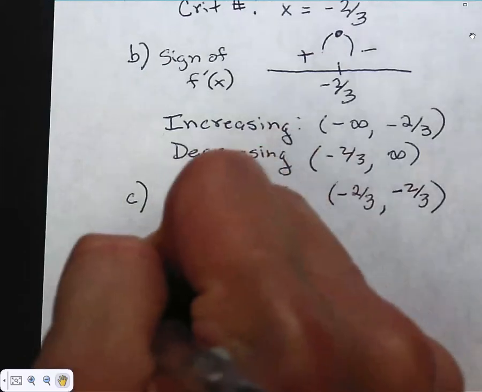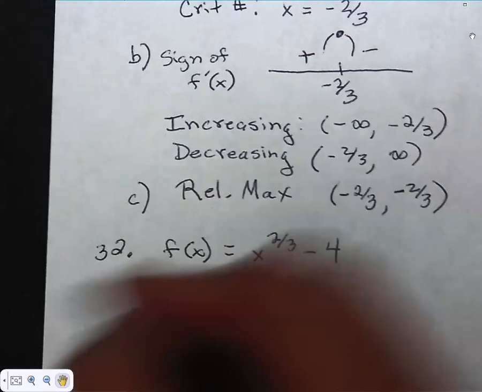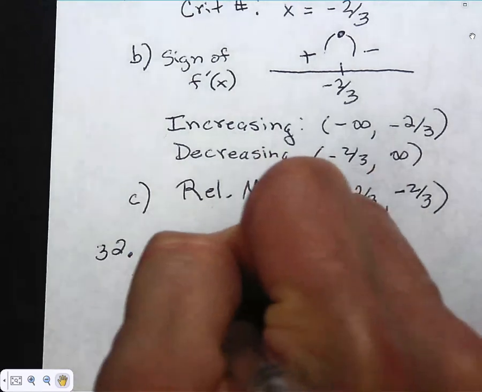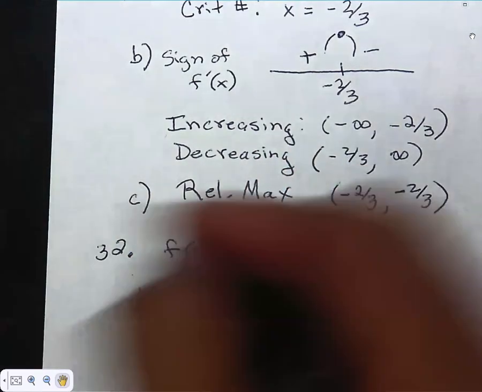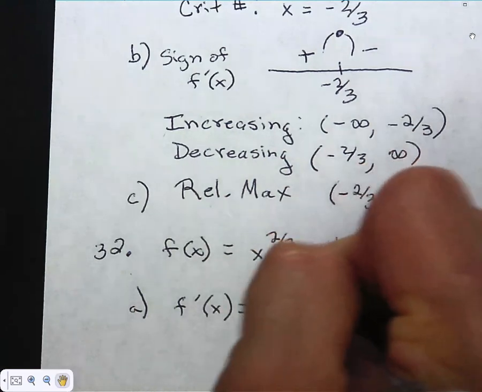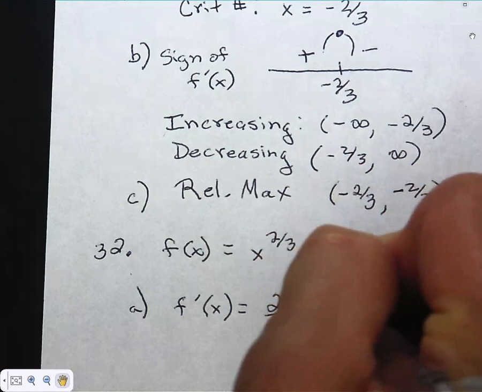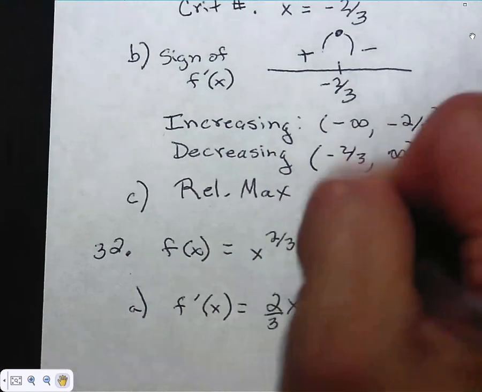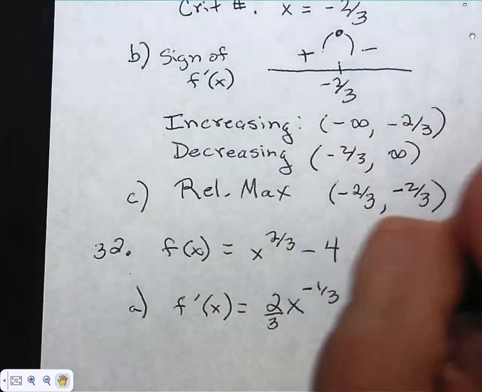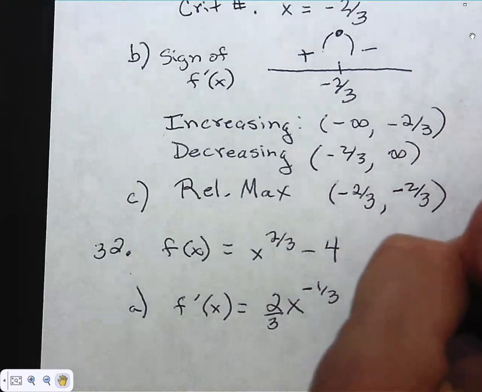The A part is find the critical numbers, and to find the critical numbers, I need the derivative. What's the derivative of x to the 2/3 minus 4? 2/3 x to the negative 1/3 plus 0. So I could write it as 2/3 cube root of x.